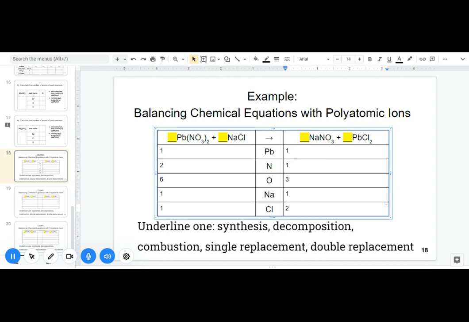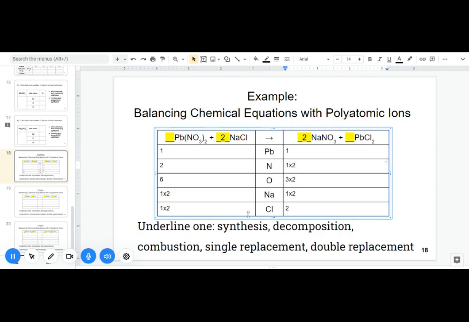Next, we want to make it balanced, so let's take a look. The lead is already balanced, the nitrogen is not, the oxygen is not, the sodium is, and the chlorine is not. I'm going to start with the chlorine because it's here at the bottom and multiply it by 2. It's also going to multiply the sodium by 2, which means the sodium on the right needs to be doubled. That also is going to double the nitrogen and the oxygen on the right.